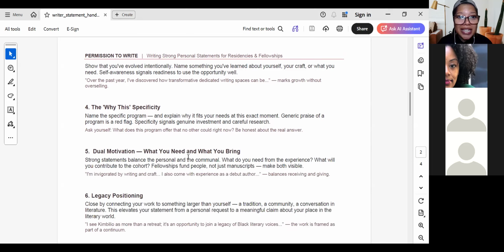For the why. They always ask you to get specific, and I gotta be honest, I hate that question because I'm like, I just want to come because I want to come. But a lot of times they do ask you why their specific residency or fellowship. So it helps to do your research. Name the specific program and explain why it fits your needs at that exact moment. Generic praise of a program is kind of like a red flag, like you aren't genuine and didn't actually do your research, right? So something you might want to ask yourself is, what does this program offer that no other could right now? And be honest about that answer.